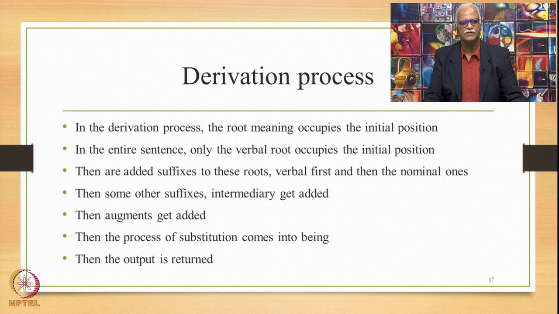We should note some features of the derivation process as well. In the derivation process, the root meaning occupies the initial position. In the entire sentence, the only verbal root occupies the initial position. Then suffixes are added to these roots, verbal first and then the nominal ones. Then some other intermediary suffixes get added, then augments get added, then the process of substitution comes into being, and then the output is returned.